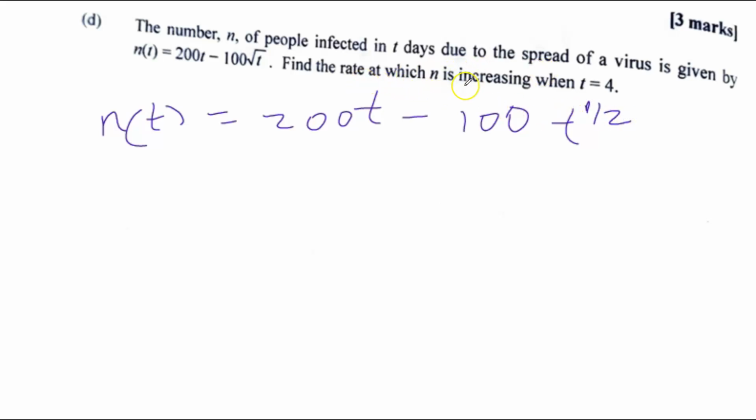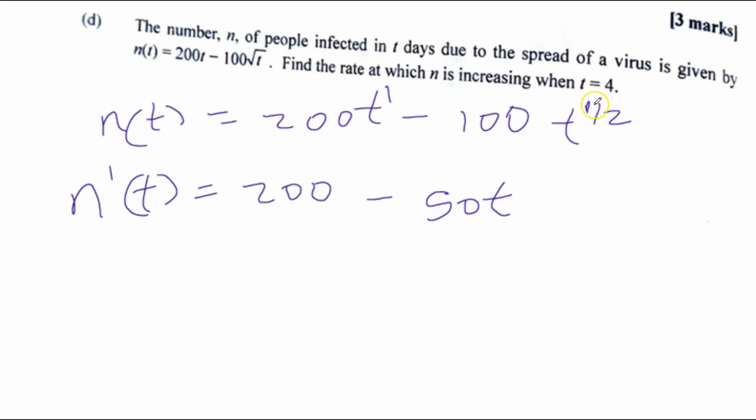So the rate of change of n is n prime, the derivative of n. Again, multiply by the power in t, subtract 1 from the power in t. So 1 times 200, that's 200 times t to the power of 0, which is just 1. So it's 200 times 1, 200. Next, multiply by the t power, then subtract 1 from the t power. So half times 100, that's 50 t to the half, subtract 1 from the power, half minus 1, that's a negative half. And we can rewrite this a little bit neater. So this is 200 minus 50.